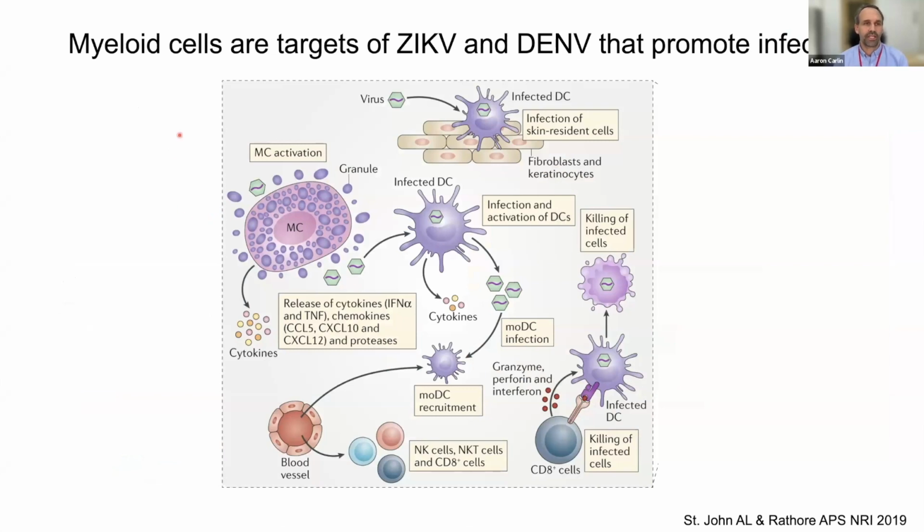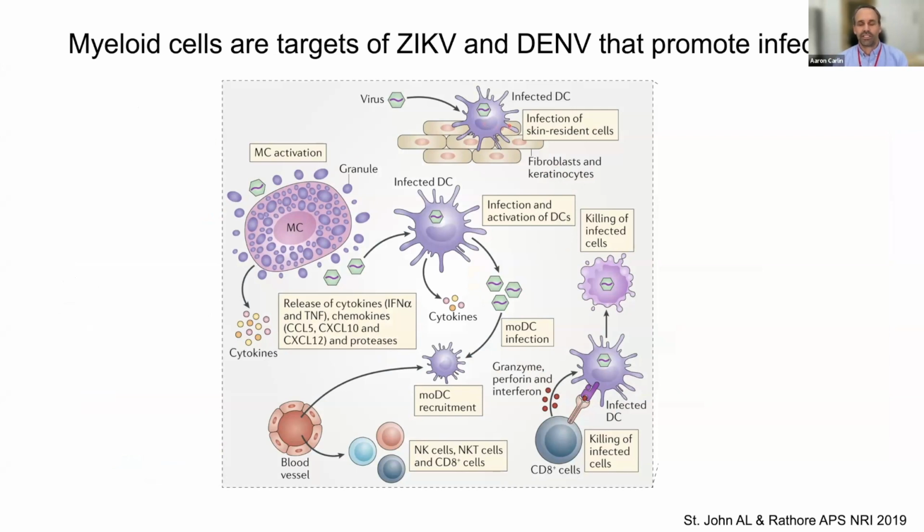Similarly, both Zika and dengue infect myeloid cells. They're kind of the primary early target of infection, and they play a really critical role in the dissemination and propagation of the virus. So these are the cells that really should be protecting us from viral infections, and instead they're amplifying virus.